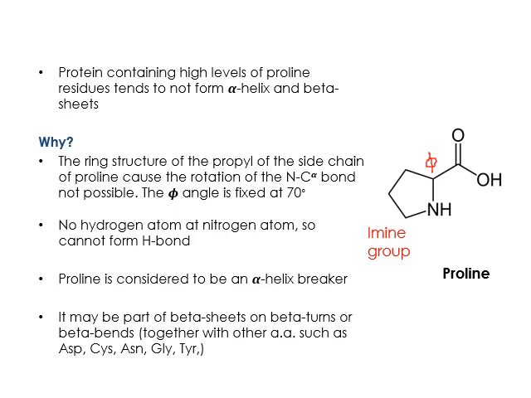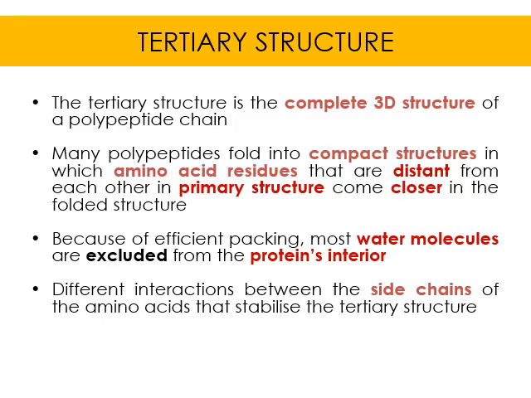So proline is considered to be an alpha helix breaker. It can be incorporated in the beta sheet, but not in the main beta strand. It can be in the beta turn or beta bend, together with other amino acids such as asparagine, cysteine, arginine, glycine, and tyrosine.